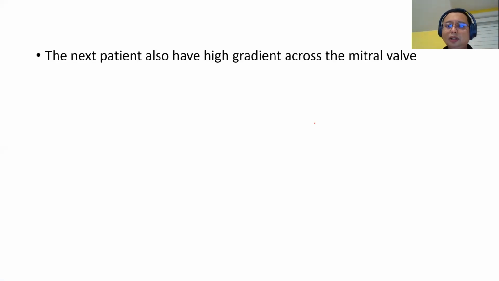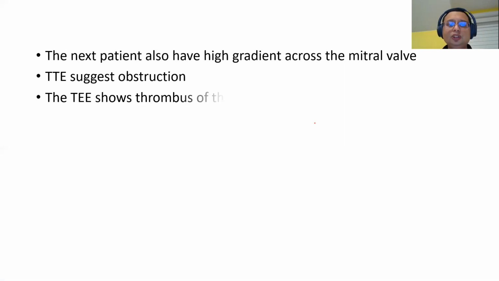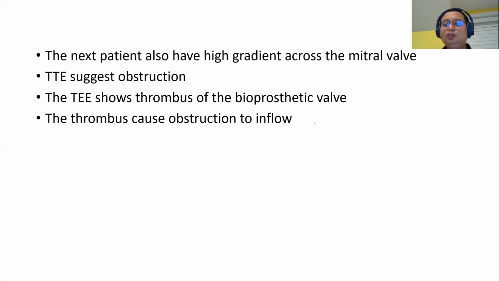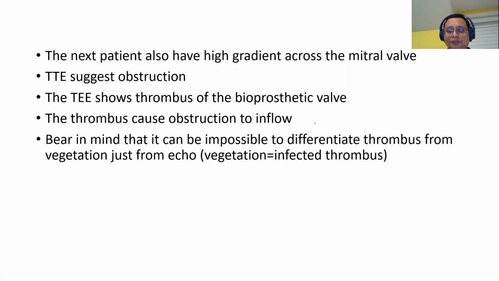Now, the next patient also has a high gradient across the mitral valve. When we do transthoracic echo and we look at the parameters, it suggests obstruction, okay? And when we do TEE, it shows thrombus of the bioprosthetic valve. And this thrombus causes obstruction to inflow, okay?